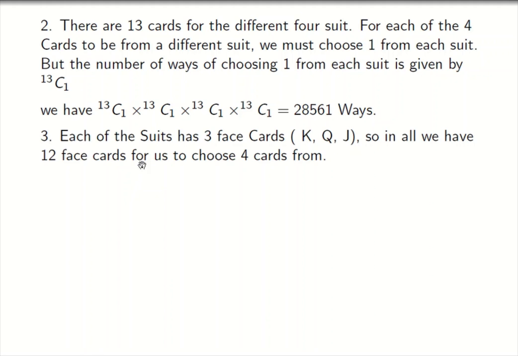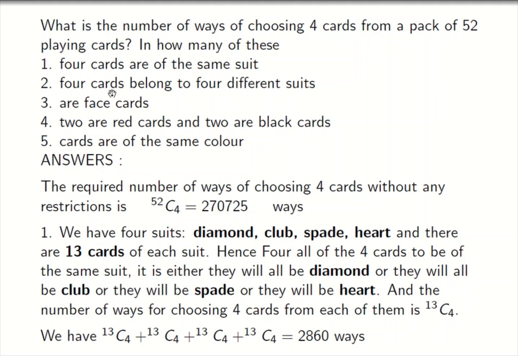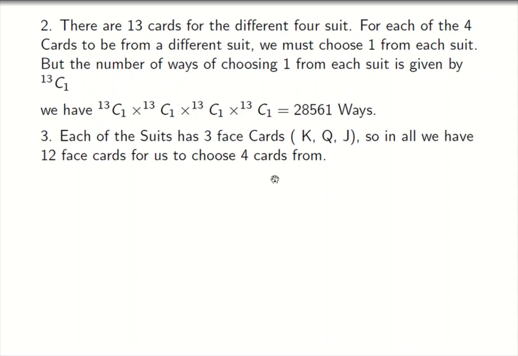Okay, let's look at the third one. Let's go and see the third question. We're asking, in how many ways are all four of these cards face cards? You want to choose four cards from the whole 52, and all four cards chosen must be face cards. When I say face card, you will understand: the king, the queen, and the jack. I don't know the names, it depends on how you call them. Those are the cards that have pictures on them.